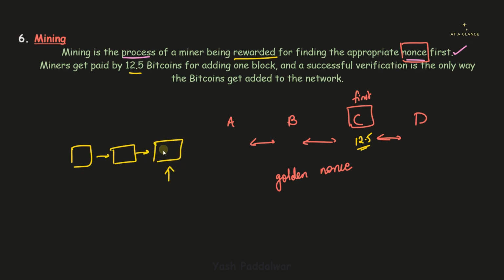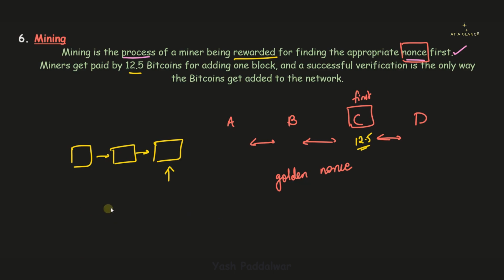This is the newly created block with the new nonce that was found by node C, and it is added to the blockchain just because of this mining node, which is getting a reward of 12.5 bitcoins. And a successful verification is the only way bitcoins get added to the network. Now, let me tell you the process of finding the nonce in short.